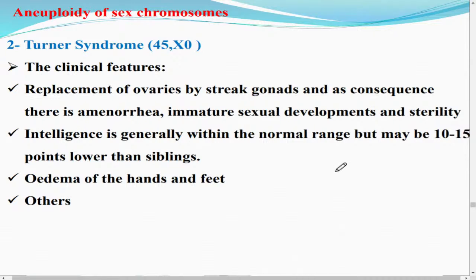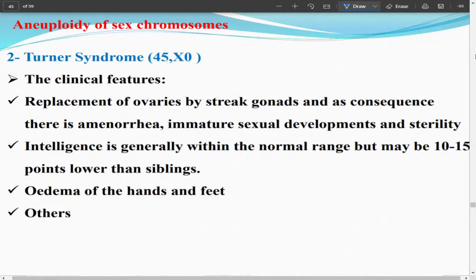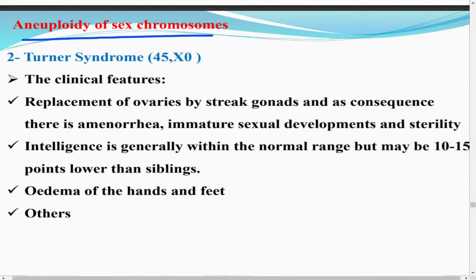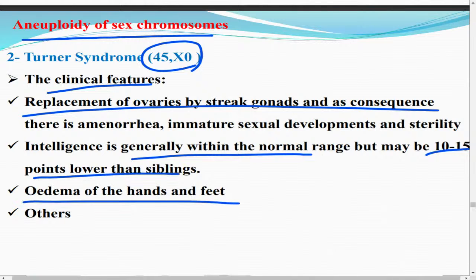Next, we have the aneuploidy of sex chromosomes. This is also Turner syndrome. Clinical features: replacement of ovaries by streak gonads, and short stature. There is amenorrhea, immature sex development, and infertility. Intelligence is generally within the normal range, but may be 10 to 15 points lower than siblings. Edema of the hands and feet, and others.